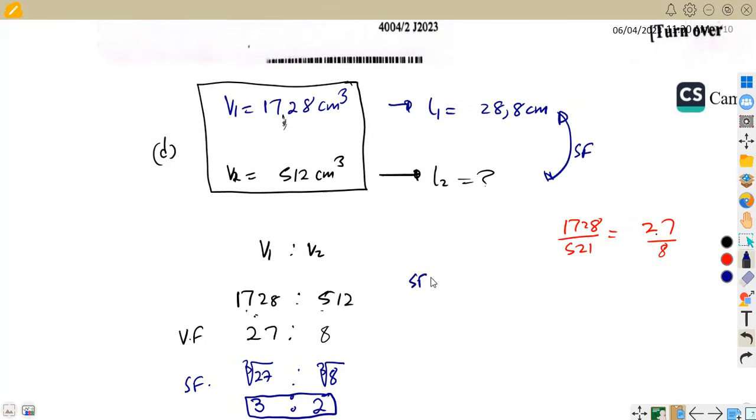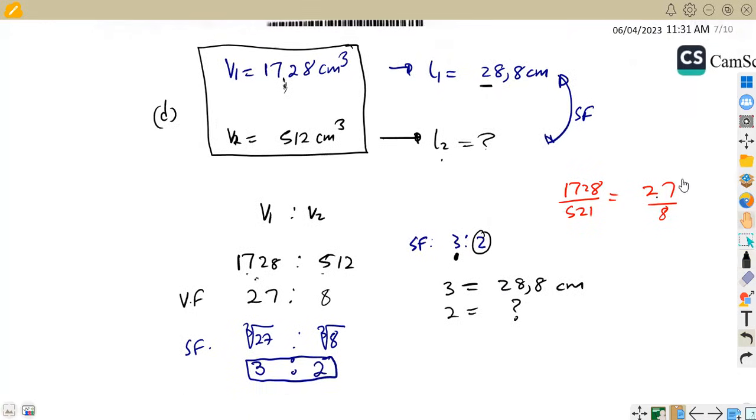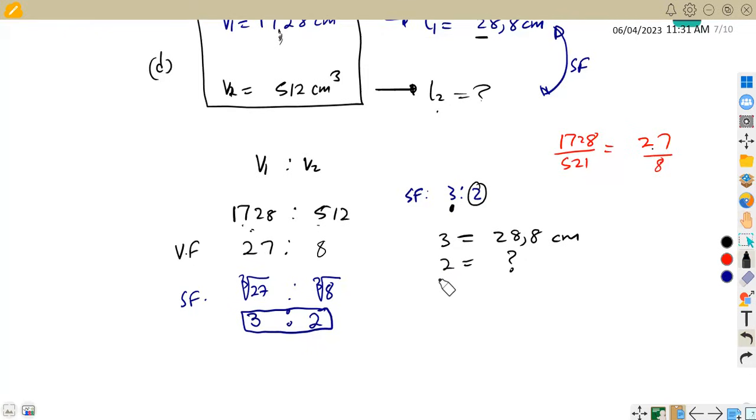From our scale factor of 3 to 2, 3 is for the bigger solid, which corresponds to the length of 28,8 centimeters. What about the ratio of 2? What is going to be the corresponding length? This is how we are supposed to answer this question. According to our simple proportion, it is 2 over 3 times 28,8 centimeters, which gives us 19,2 centimeters. That is the length of the similar solid.